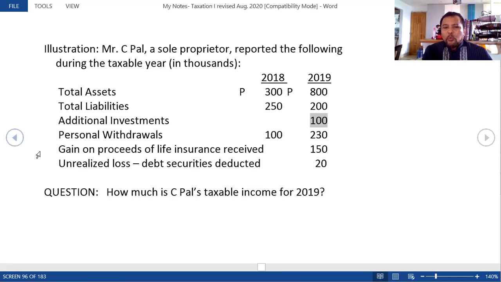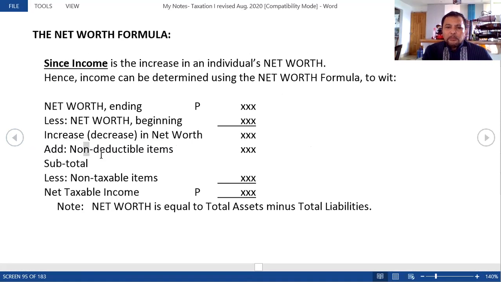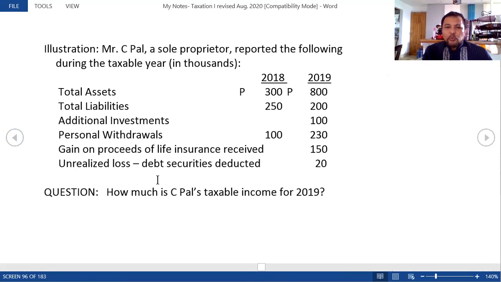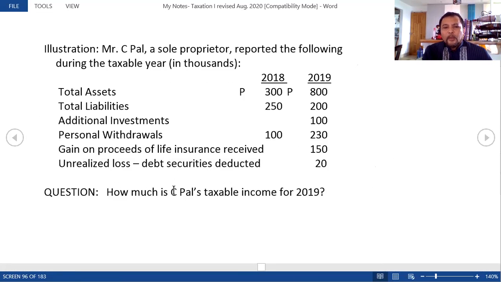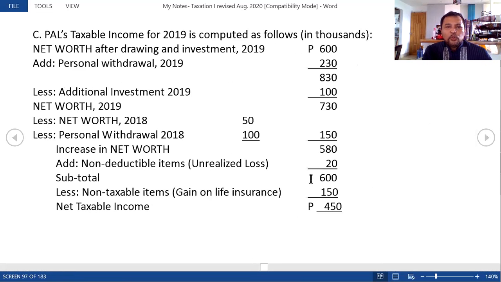And you add back the non-deductible items, and then you minus the non-taxable items. So which one is non-deductible here? The unrealized loss is non-deductible, so 20,000 is added. And the gain on proceeds of life insurance received is non-taxable because this is life insurance, so this is deducted. Okay, we'll show now the solution.